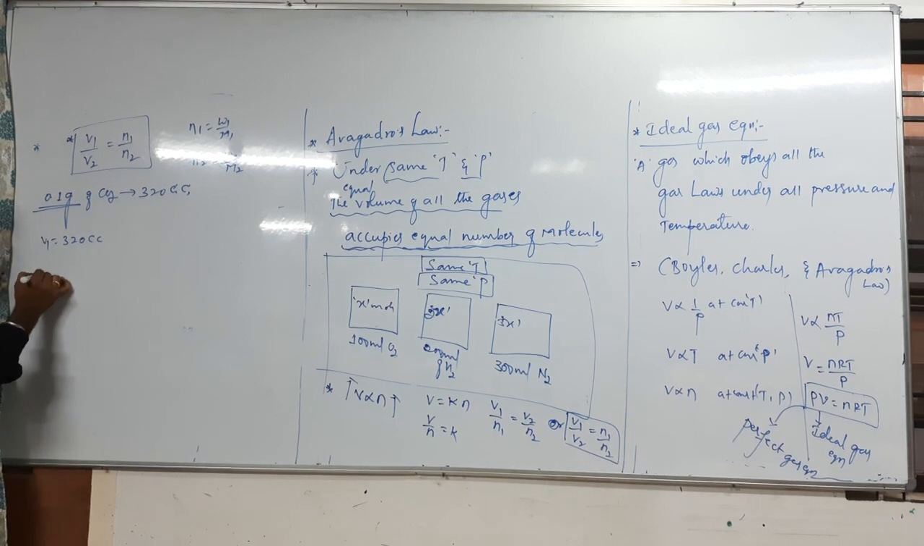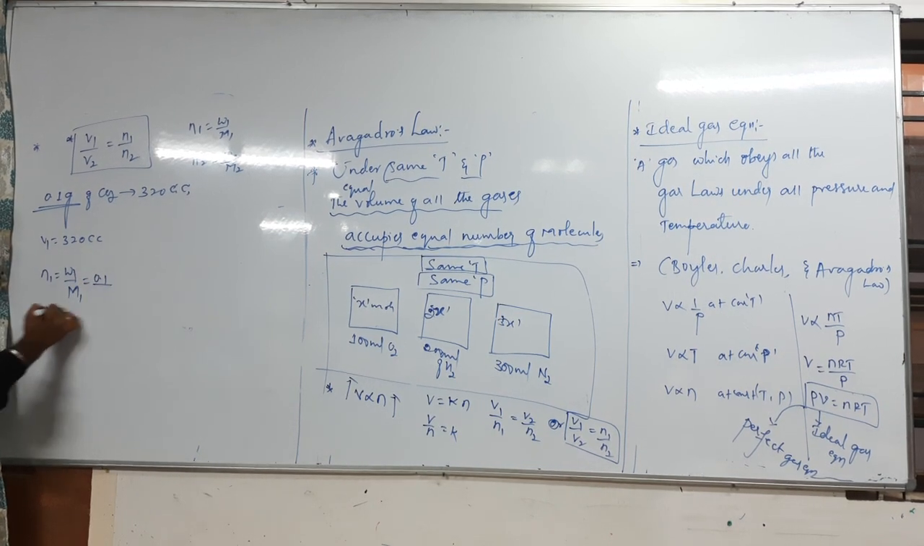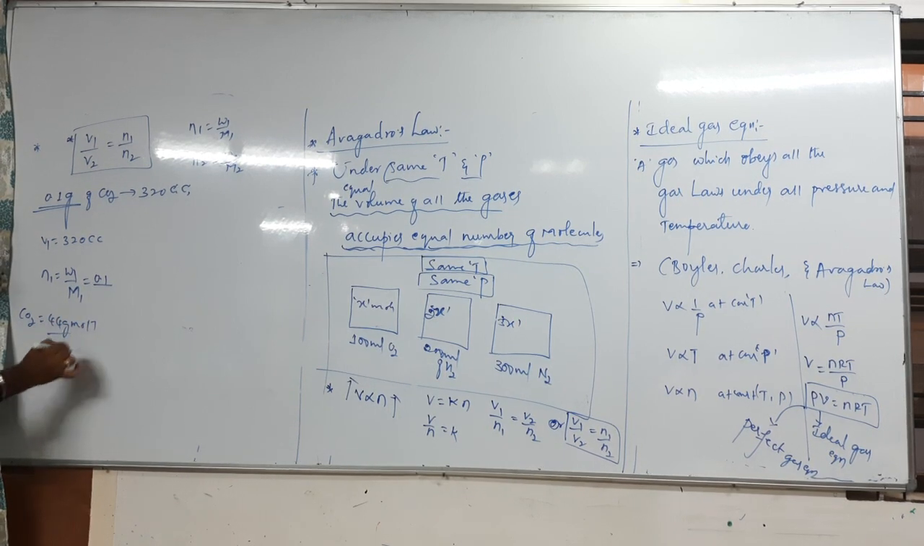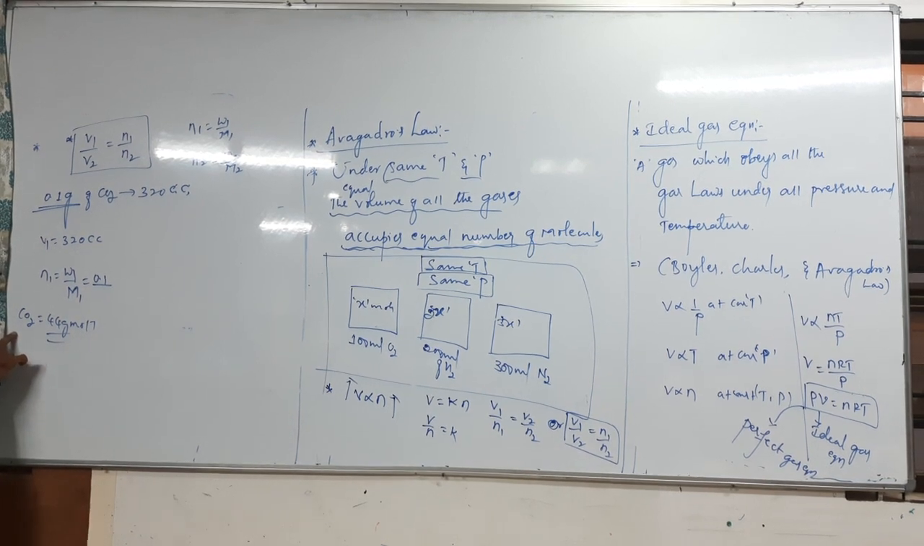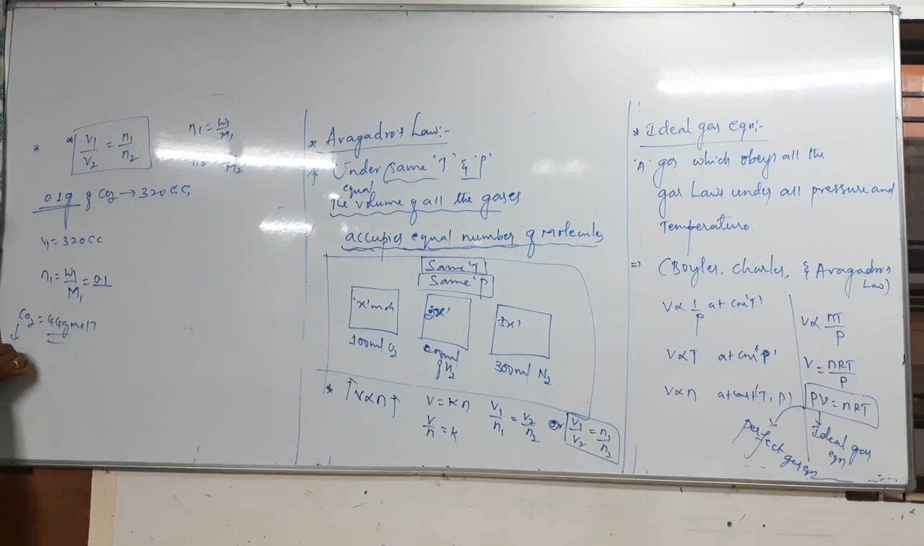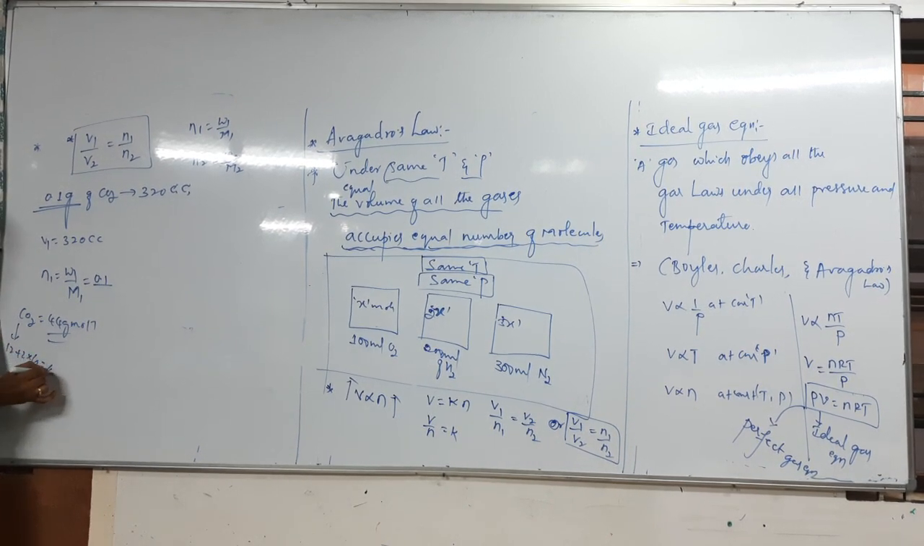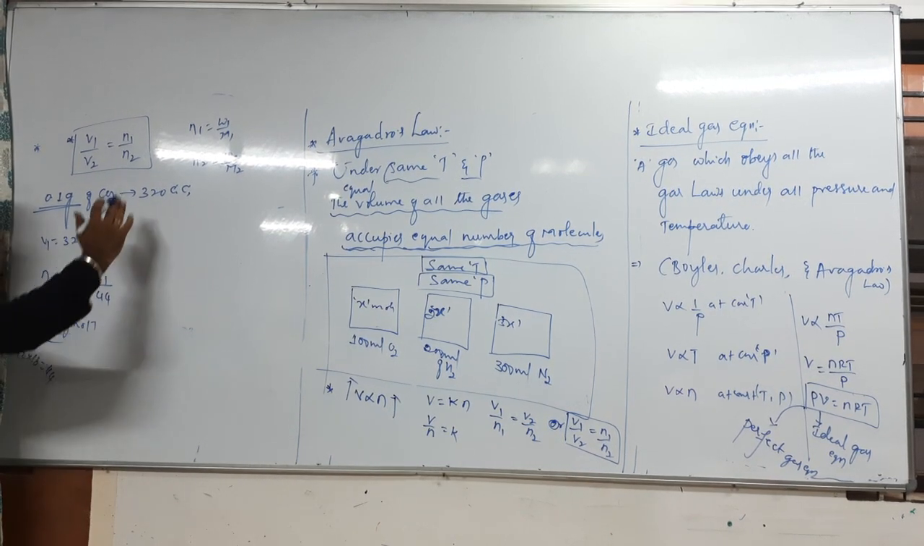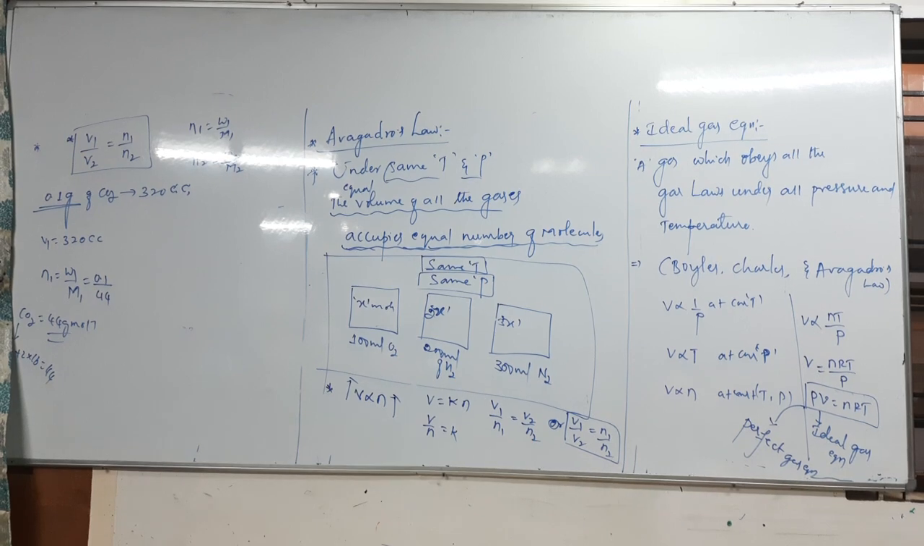So for N1, W1 is 0.1 gram, whereas the carbon dioxide molecular mass is 44 gram per mole. Since carbon is 12 plus 2 into 16, that is 32, so 12 plus 32 is 44. Okay, so let us take 44.